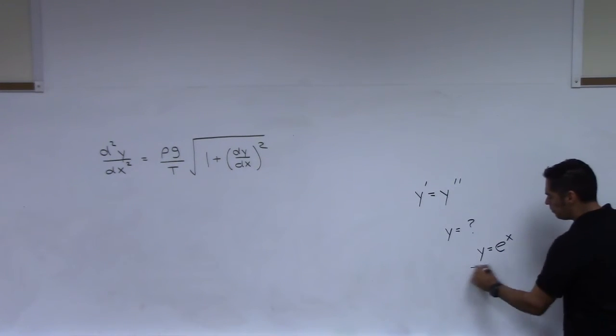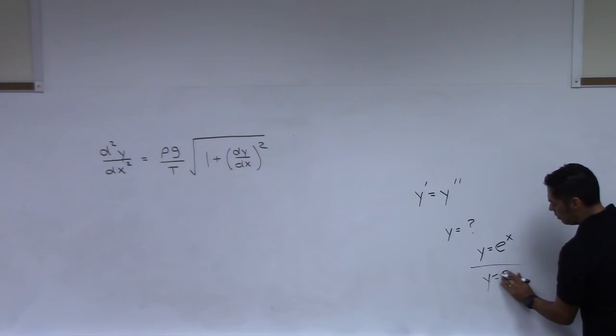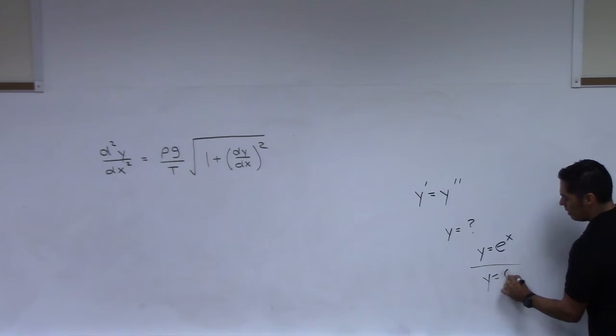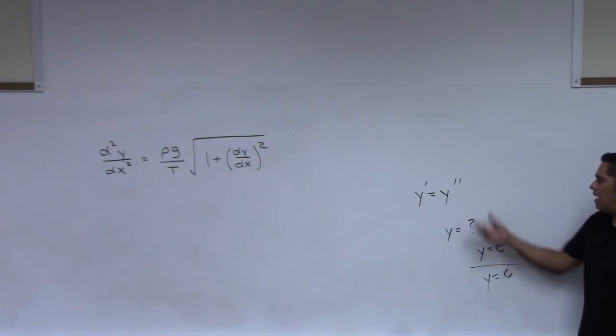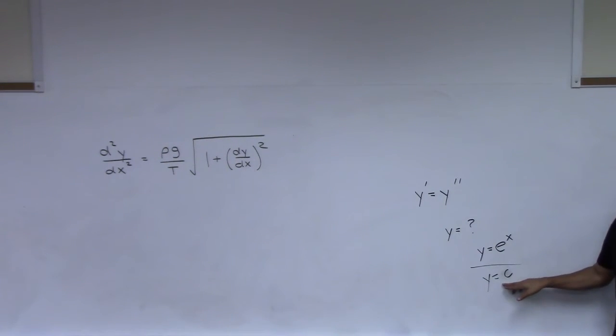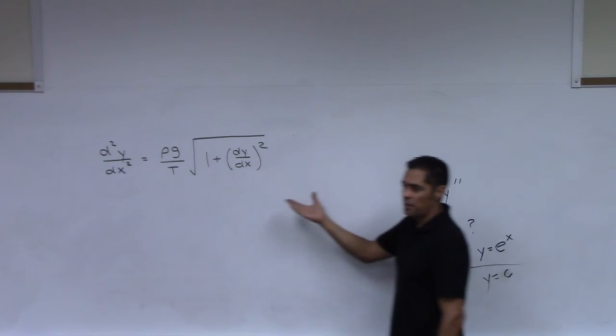Is this the only answer? There's one more. y is 0. Or you could say y is what? Any constant. Because the derivative of a constant would be 0, and the second derivative of that would still be 0. But we call this the trivial solution because it's boring, right? So this is an example of a differential equation. This is an example of a differential equation also.